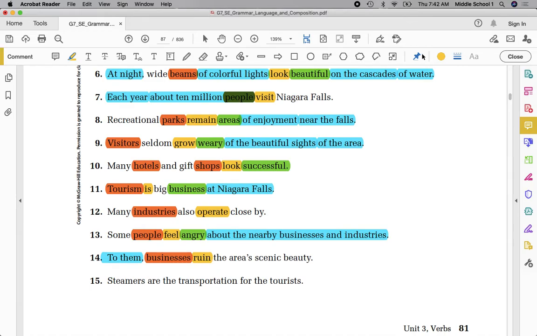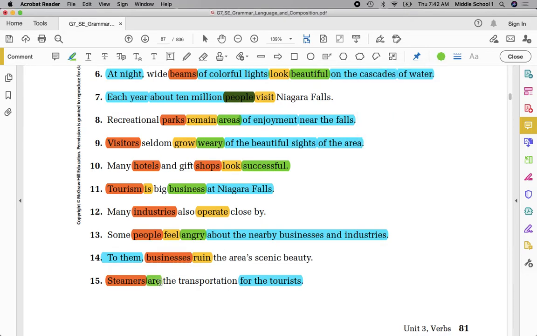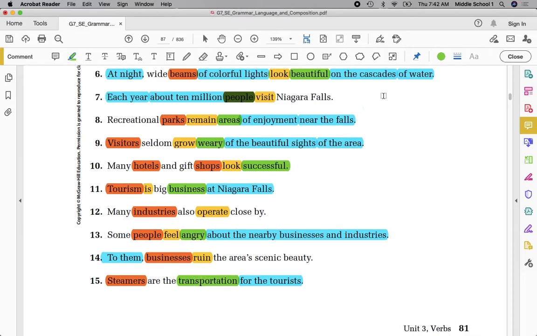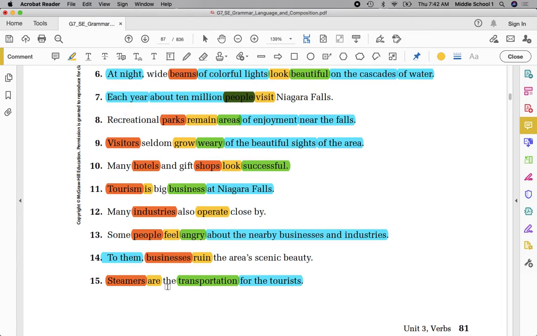Number 15. I'm going to find my prepositional phrase for the tourists. Going back to find my subject, steamers. You're saying to yourself, yes, this is a linking verb because the word is are, and that's one of the words I use to test or to check. Steamers are transportation. Is that a noun? Yes. Predicate noun. Steamers are. Subject, linking verb, predicate noun, prepositional phrase.